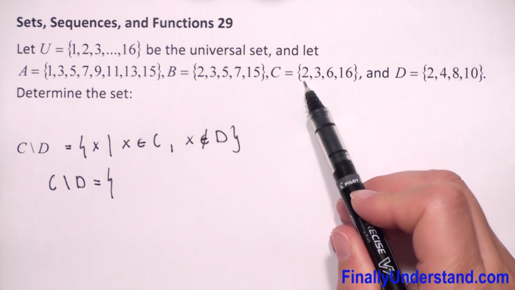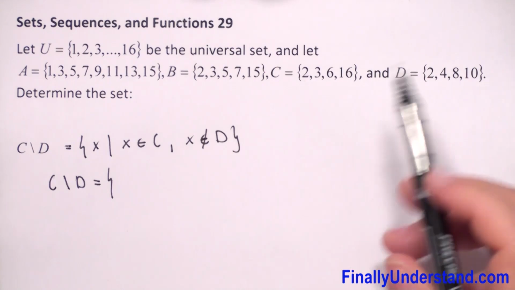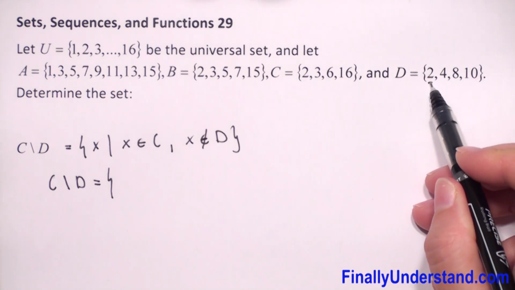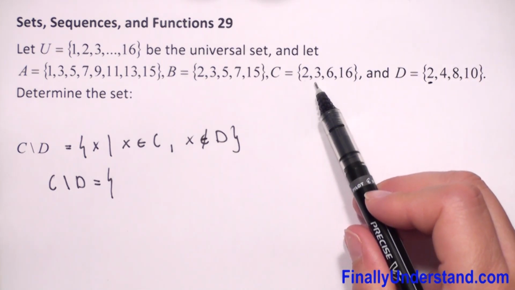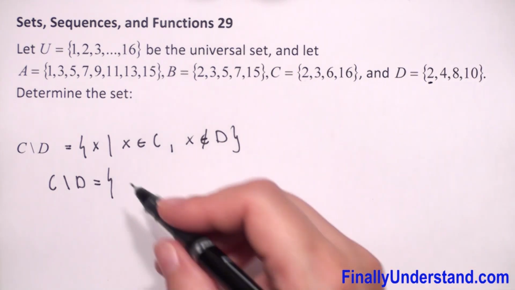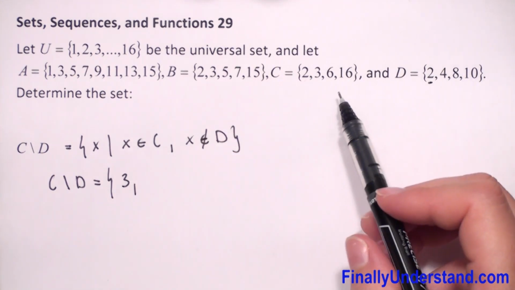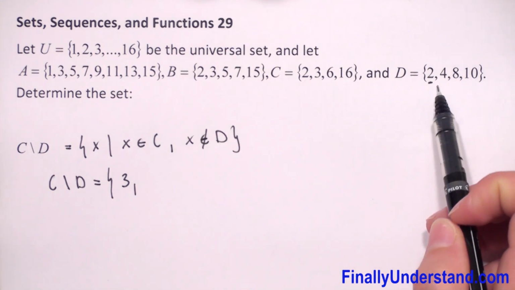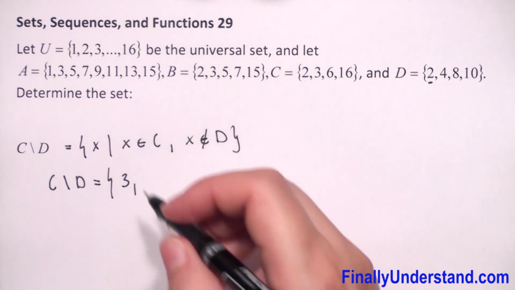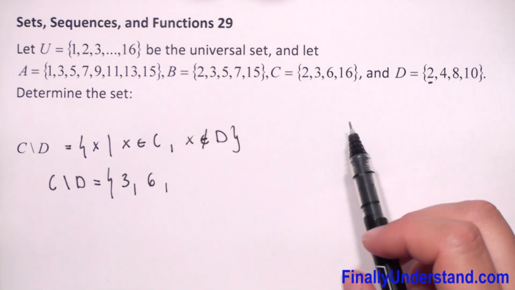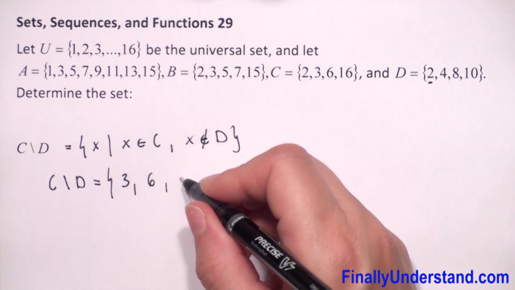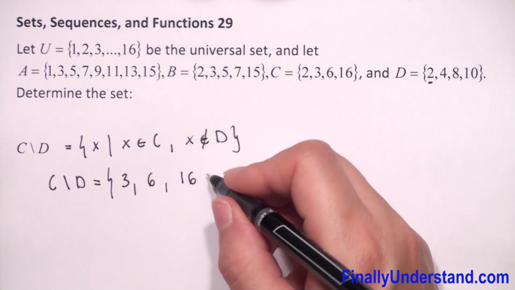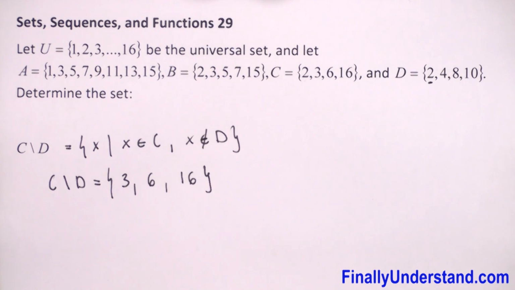In set C we have 2 and we have 2 in set D. So we cannot put 2. Next we have 3 and we don't have 3 in set D. So we have 3. Next we have 6 and we don't have 6 in set D. So we have 6. And we have 16 and we don't have 16 in set D. So we have 16. This is our difference of C and D.